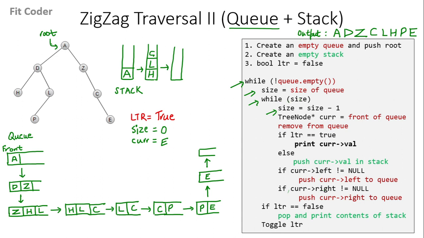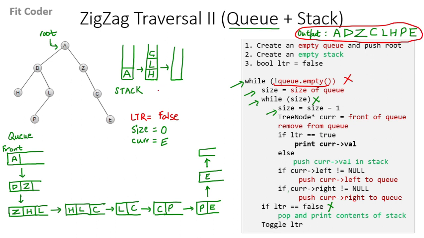Then we check this while size. So size is 0. So this while loop terminates. We come outside. We check the value of LTR. LTR is true. So this if condition is false. Then we toggle LTR. So LTR will become false. And then we check this condition while Q is not empty. So Q is empty now. So this while loop terminates. And this is our zigzag level order traversal that we have obtained using this method.